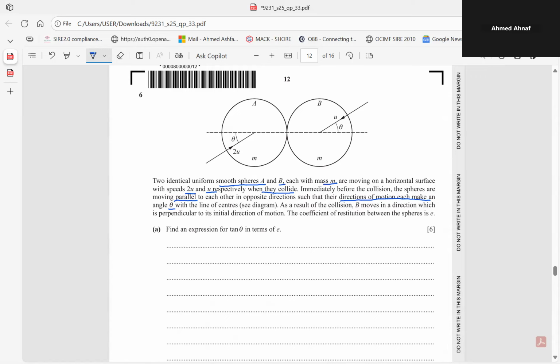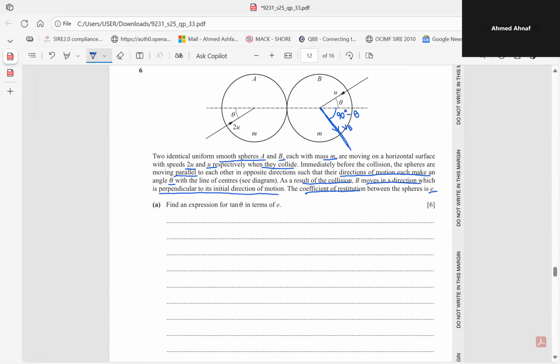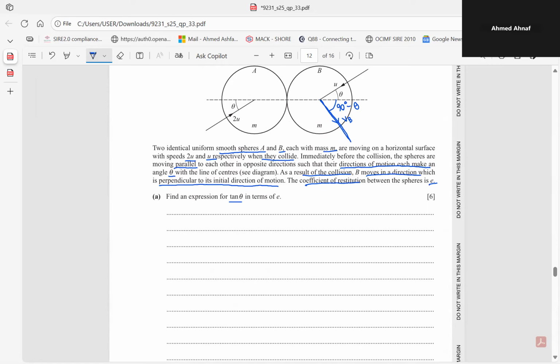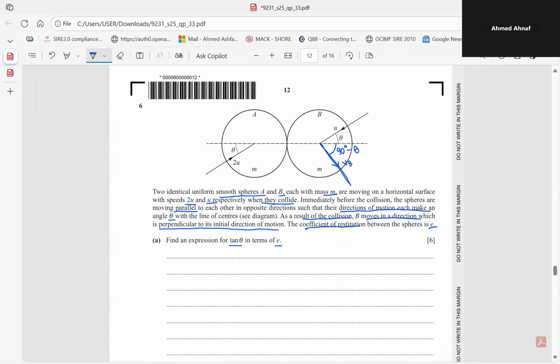And then we're told that as a result of the collision, B moves in a direction which is perpendicular to its initial direction of motion. So that means after the collision, the angle here for B is 90 minus theta. So B moves here. I'm going to let the velocity be VB with the line of centers. And then we're told that the coefficient of restitution between the spheres is e. So for the first part, we're supposed to find an expression for tangent theta in terms of e.